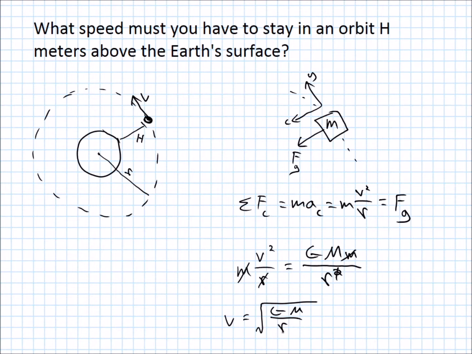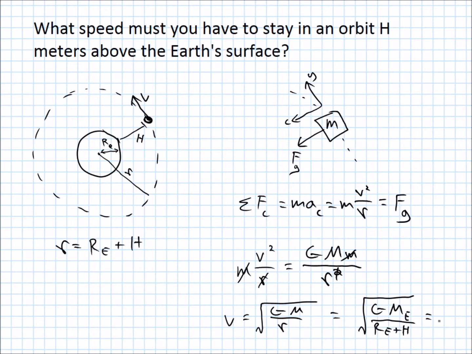We made up r. But if I look over here, it looks like the only difference between h and r is the radius of the Earth. Right? So r is equal to the radius of the Earth plus the h. And then I will have answered in terms of the variables I was given. So the velocity is going to be the square root of G, mass of the Earth is what that is, over the radius of the Earth plus h.